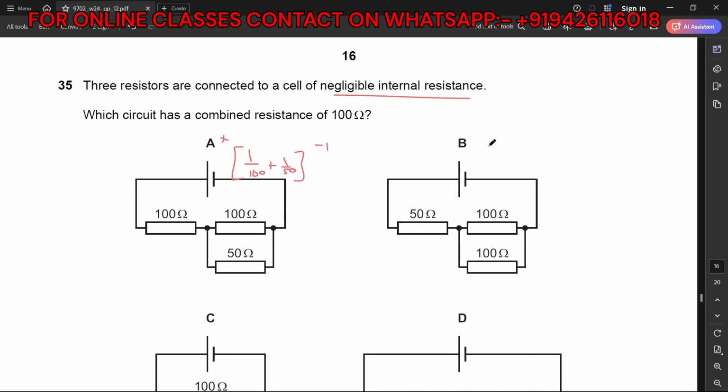Let's go to B. When the two resistors in parallel are equal, the resultant is always half of this value. So basically, if you do 1/100 plus 1/100 and take the reciprocal, it's going to be 50. You can check it right away using your calculator. So this is 50, this is 50, that makes 100. So we can say that the answer for 35 is option B.